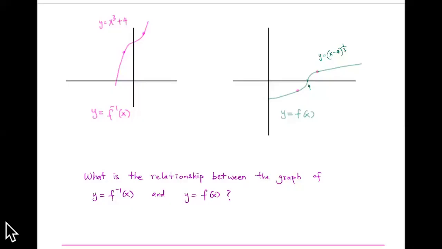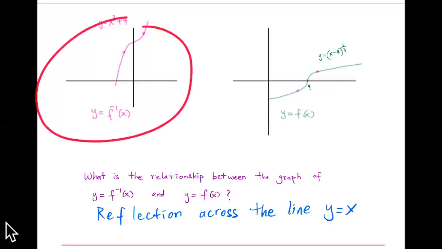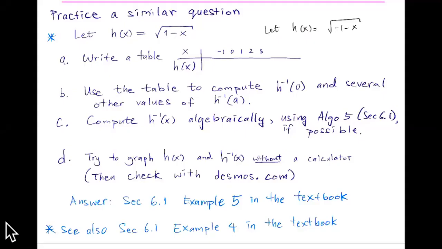In general, you can get the graph of y equals f inverse by doing a reflection across the line y equals x. So if I start with this graph and take the line y equals x, and I reflect every point on here, I will get this other graph. Here are some similar questions you can use for practice. The answer is in the textbook.